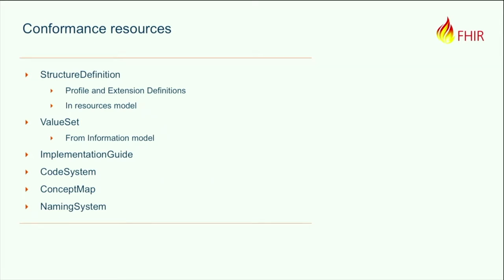The value set, we've already talked about quite extensively. The implementation guide is what wraps everything together into a coherent whole. We'll have a look at that in a second. The code system, concept map, and naming systems are fairly detailed. The code system is the codes that we looked at before, like SNOMED. Concept map lets you map between code systems, and the naming system defines an identifier, a system for an identifier, amongst other things.